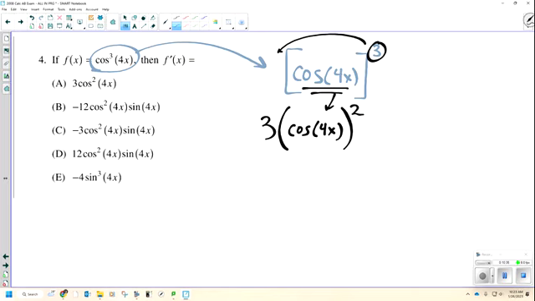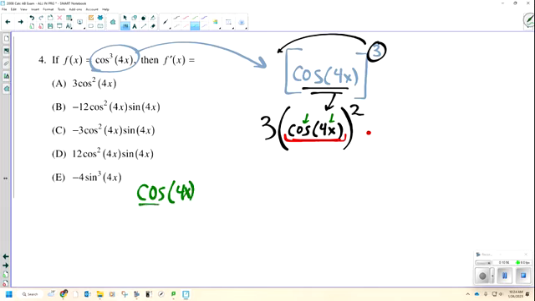Now I need to do the derivative of the inside. So this is its own separate function, times. Again, cosine of 4x, it has an inside and an outside. This is the outside. This is the inside. Let me write this off to the side. Sometimes you need to see this. This also needs a chain rule.